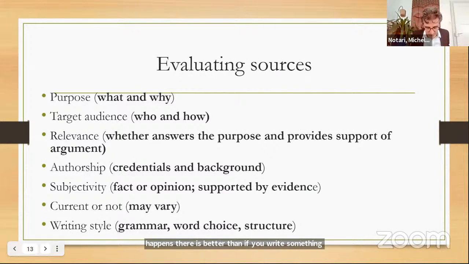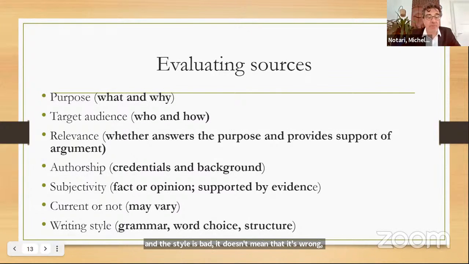Of course, if you read something and the grammar is bad and the style is bad, it doesn't mean that it's wrong. Maybe the person who writes the truth is not skilled to write. But usually, that's not really the big problem.